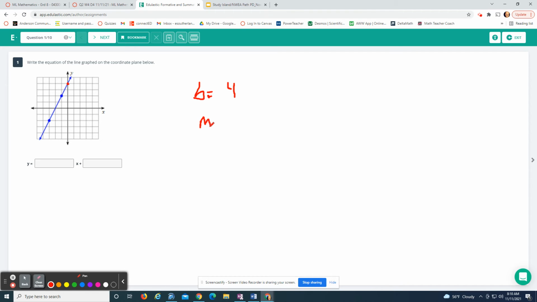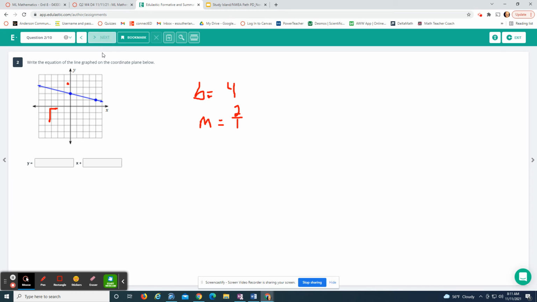You have to find the slope next. What I would do is start on one of the dots and then follow it until it crosses again in the corner so you don't have to reduce. It rises 2 and runs 1. So this is 2 over 1. And then for the equation, you would just simply put 2 over 1 plus 4. Then you should be able to click next and it'll take you to the next one.